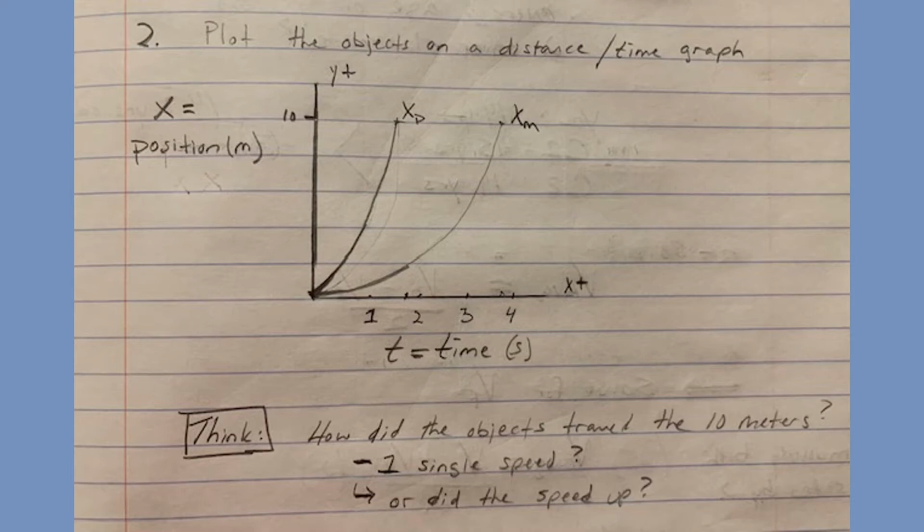And the first one is called a position over time graph, and you can probably see why. On the y-axis, I've got position in meters, which is marked by x. And on the x-axis, I've got time in seconds, which is indicated with a t. Please also note that the positive y direction is up, and the positive x direction is to the right.